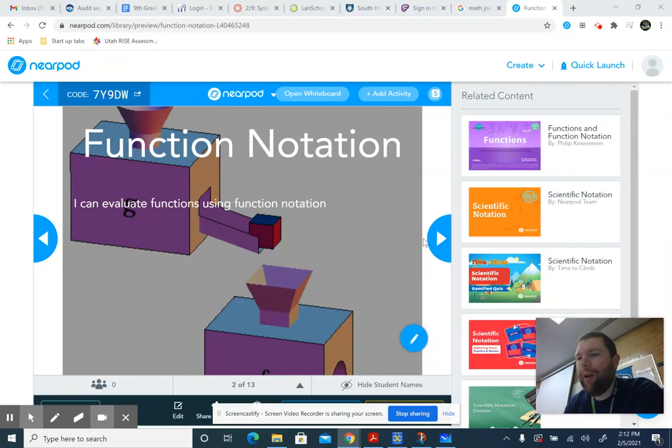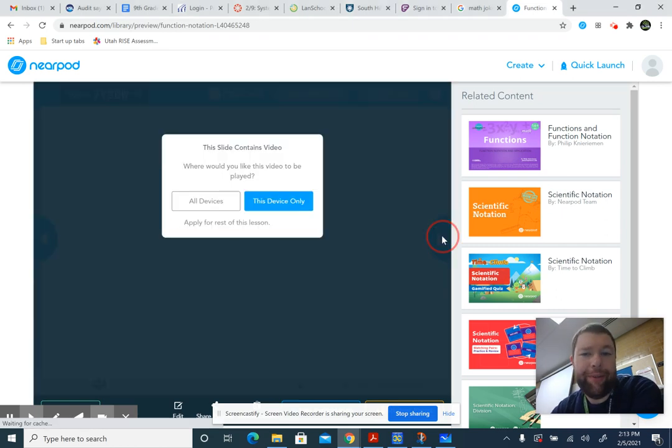Okay, so today we're going to be talking about functions. So we're going to be doing a Nearpod. So let's go through this. There's a student-based one embedded in the Canvas. If you're in class, we'd go over it together. But if you're at home, pay attention. I'll go through what this is on this Nearpod and how it looks.